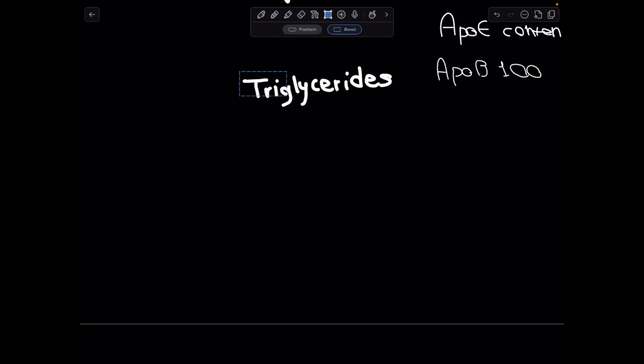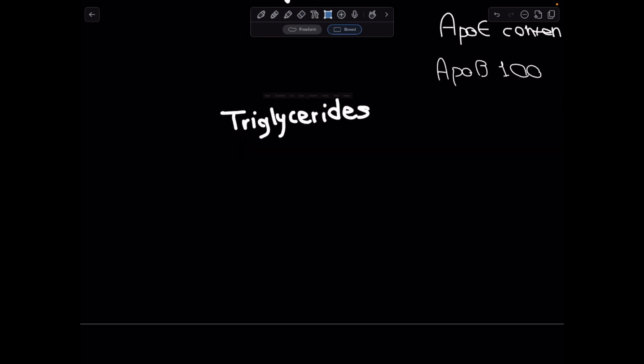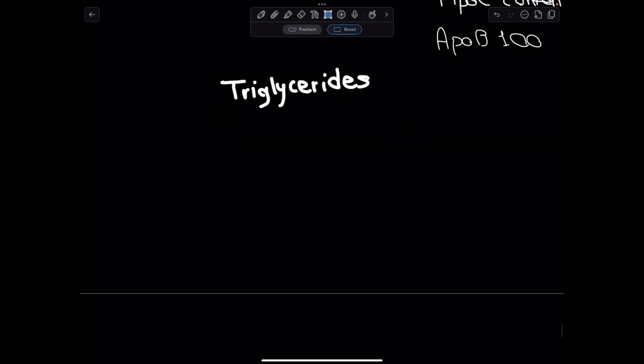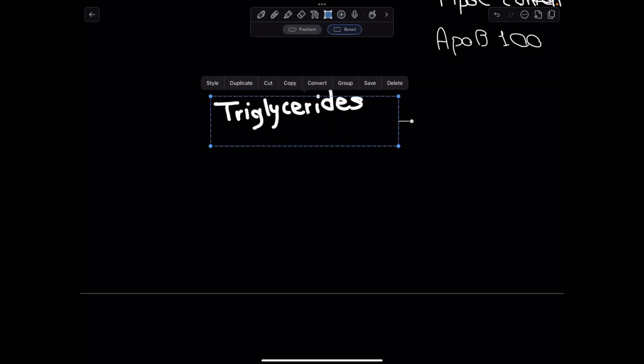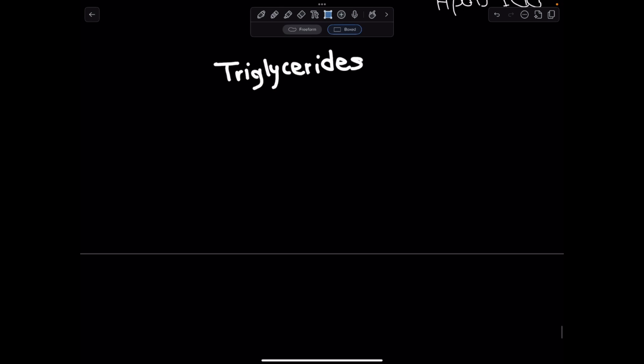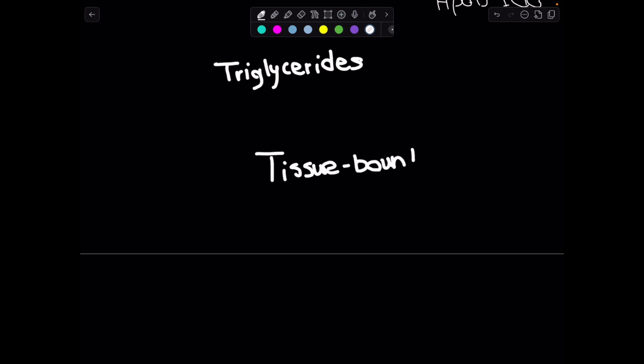Enter lipoproteins, the coolest delivery trucks ever. Chylomicrons haul triglycerides from your burger straight from your gut, while VLDLs are like the liver's homemade energy packs. But here's the drama. These trucks need to unload fast, and that's where tissue-bound lipases swoop in like ninja enzymes. Lipoprotein lipase, LPL, stuck on blood vessel walls in your muscles and fat, slices triglycerides into fatty acids, ready to burn for energy or store for later.